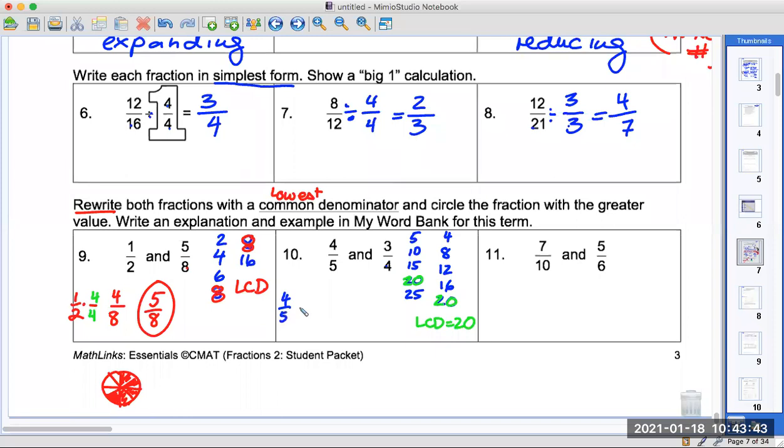4/5, how do we change it to 20? What's my big one? It's 4, right? 5 times 4 is 20, 4 times 4 is 16. The 3/4 times, what's the big one? 4 times what is 20? It's times 5. So the big one is 5/5. 3 times 5 is 15. 16/20 and 15/20. The 16/20 is bigger.